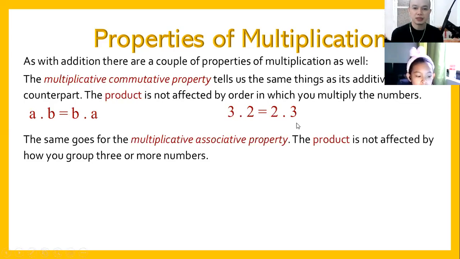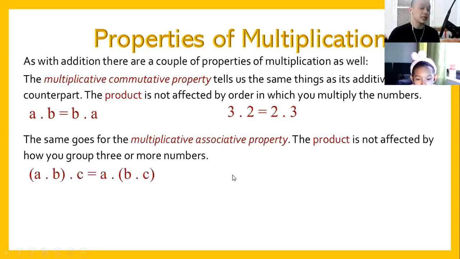Multiplicative associative property. All right. So the same as the addition property. The product is not affected by how you group three or more numbers. How you put the parentheses will not affect the product as well. As you can see in the equation here, A times B in parentheses, times C, will be the same as A times the group B and C. It's the same product.